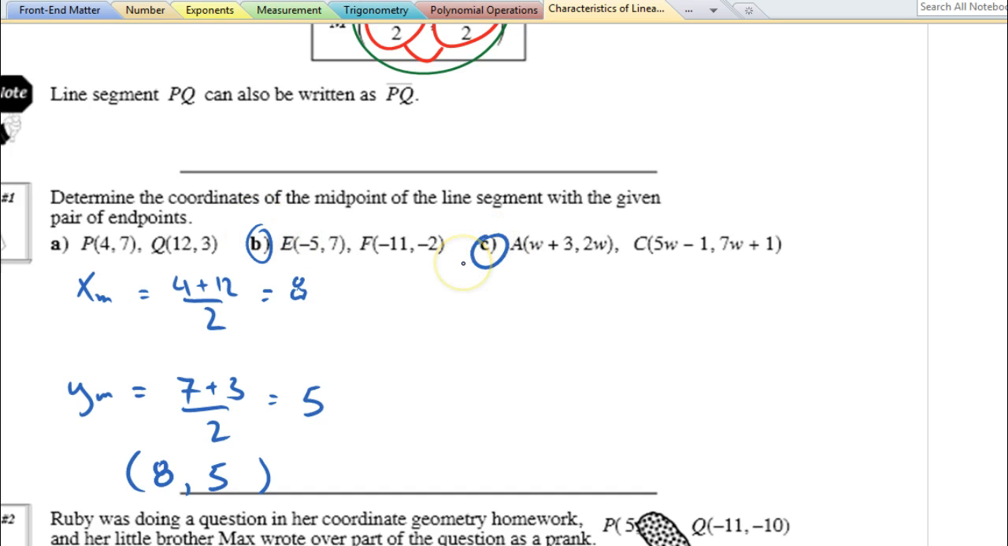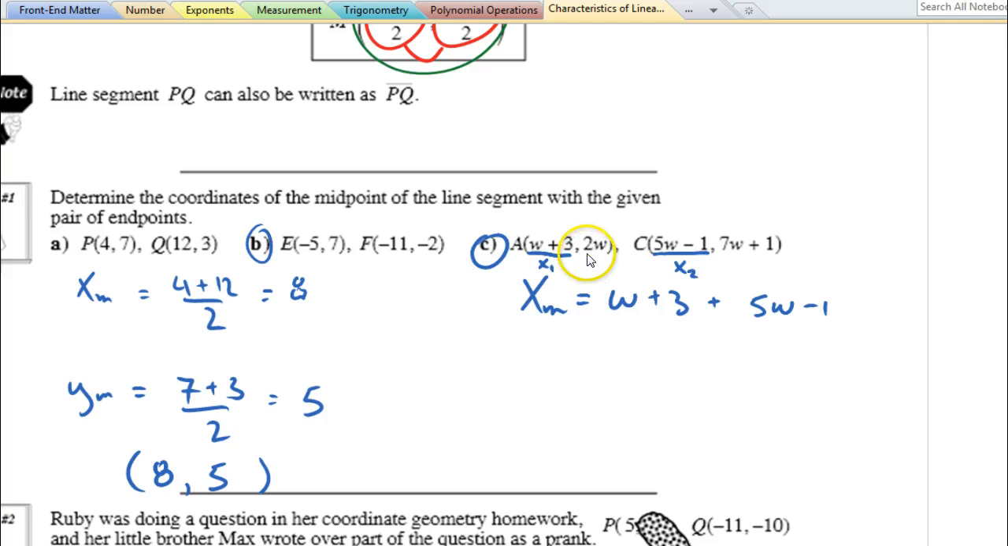I'm going to skip over here. All right, now we've got some letters, which can always throw people off. No problem though, we're just going to do the same thing. So the midpoint of x is w plus 3 plus 5w minus 1, because that's the x coordinate. That can be x2, that's x1.